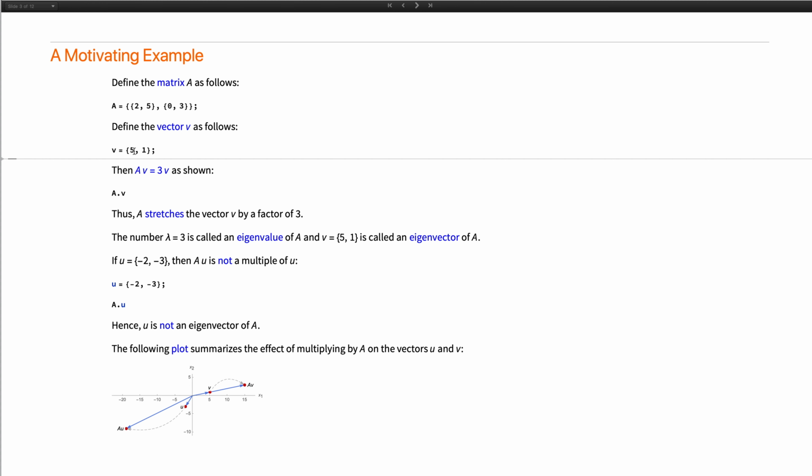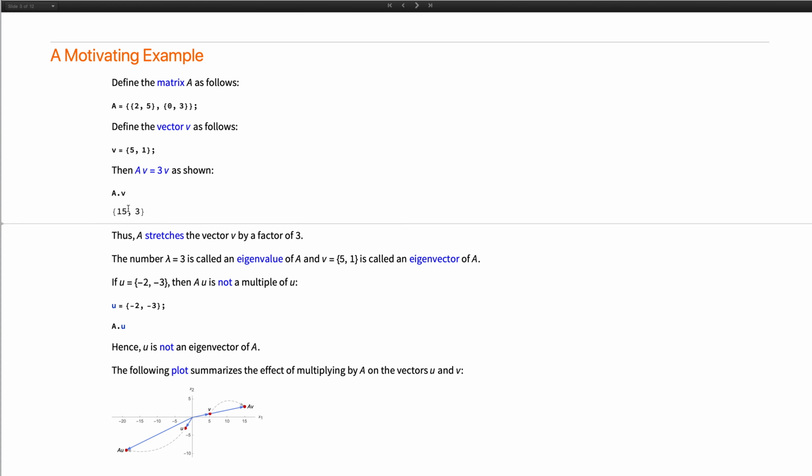The vector V is 5, 1. And if you do A dot V, you get 15, 3, which is 3 times the original vector. So A times V is 3 times V. Thus, what the matrix A does here is stretch the vector V by a factor of 3. In such a case, we say that the number lambda equal to 3 is an eigenvalue of A, and V is the eigenvector.